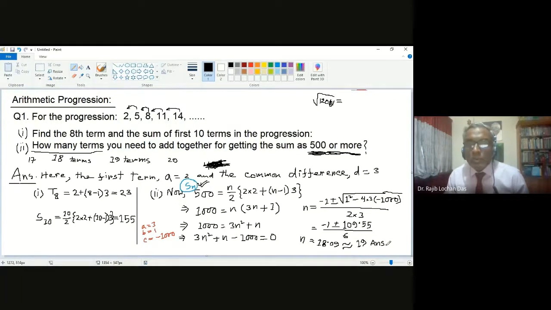Now why didn't you take minus? Because if you take minus, it will be minus 1 minus 109 divided by 6. So this is a minus number. A minus number you cannot take, because minus 18 terms, minus 19 terms is not really possible. So that is why we are not taking minus and we are getting only one answer.